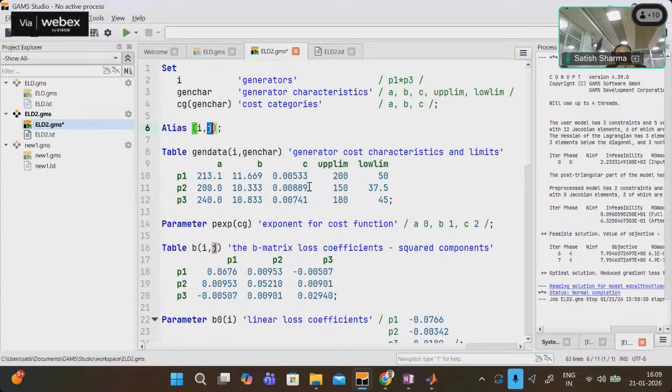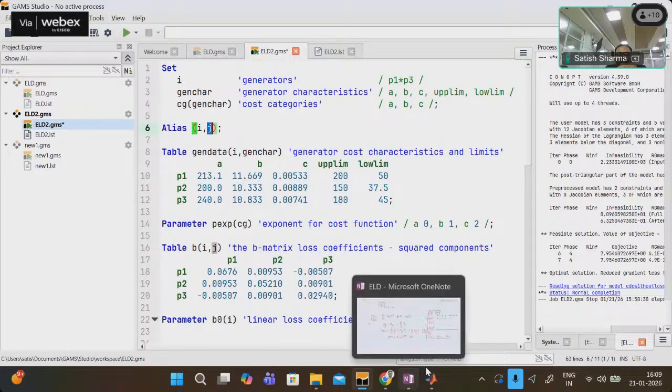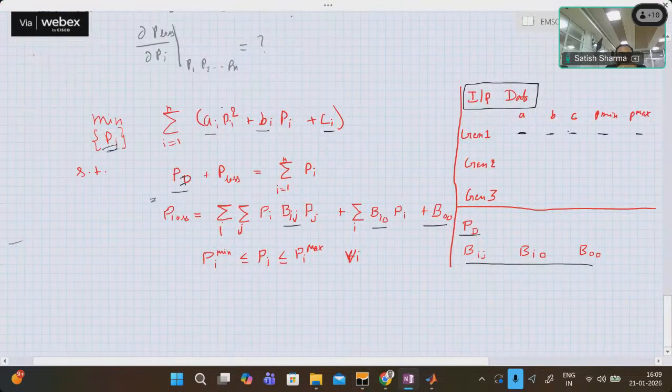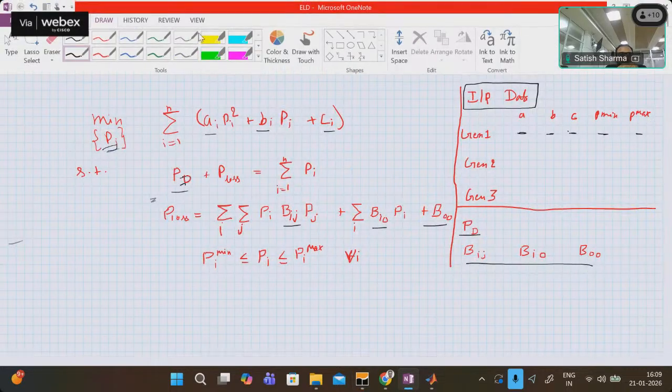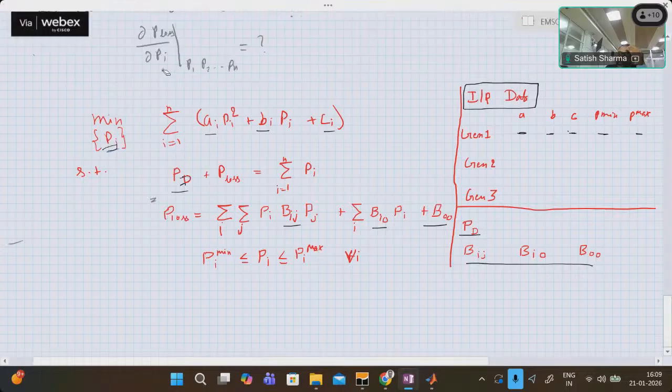In this code, basically, what we did is, instead of A as the coefficient of P square, we have reversed it, as per the data I can see. So let me correct this one. In many books we use A as the coefficient of P square. Sometimes we use C as the coefficient of P square.